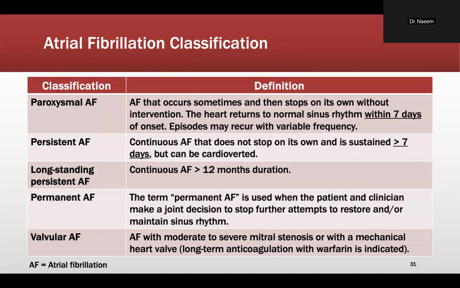Permanent AFib is used when the patient and clinician make a joint decision to stop further attempts to restore and or maintain sinus rhythm. And valvular, lastly, is one with moderate to severe mitral stenosis or with a mechanical heart valve. So long-term anticoagulation with warfarin would be indicated in that case. So you can see these are all unique in their own way. And again, I would review whatever is according to the guide that I provide to you.